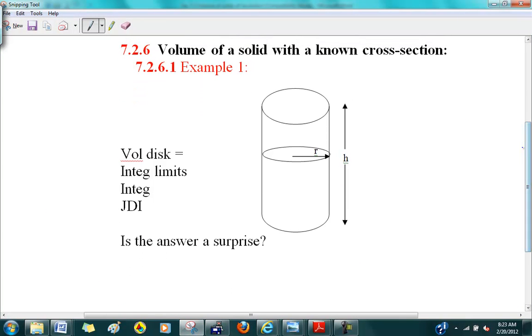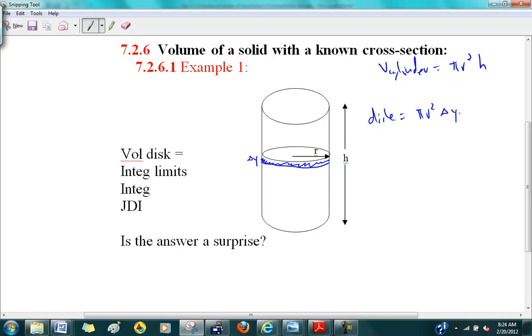And back from kindergarten, we know that the volume of a cylinder is equal to pi r squared h. Where does this come from? If you cut this up into known cross sections, here's a thin disc that you've cut out of the cylinder. Imagine cutting discs like this through the entire cylinder. The volume of the disc is pi r squared times the height of the disc, which we're going to call delta y.